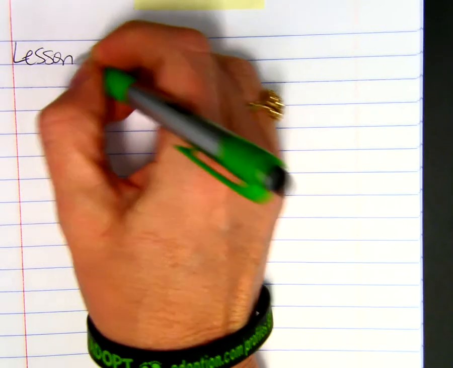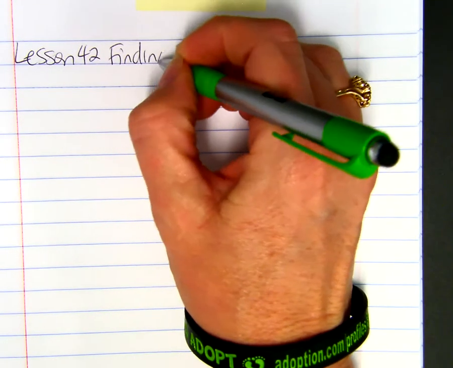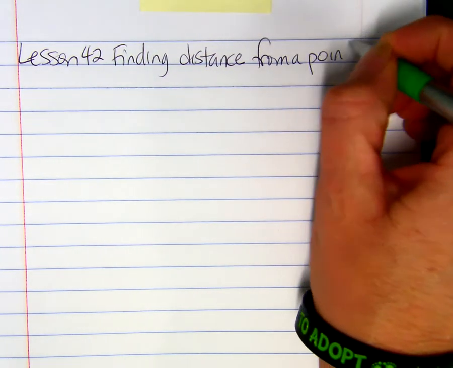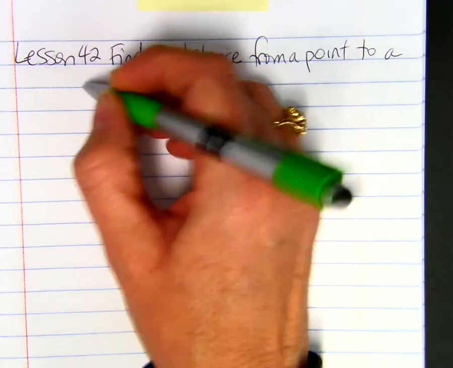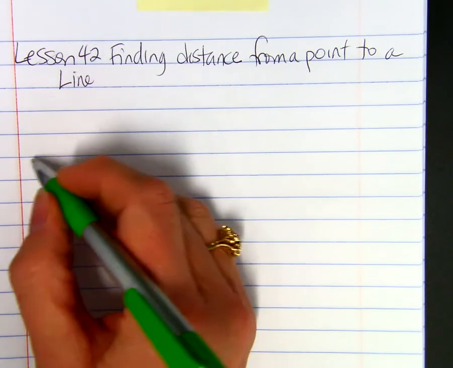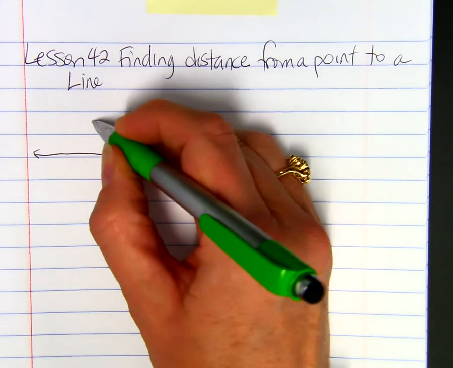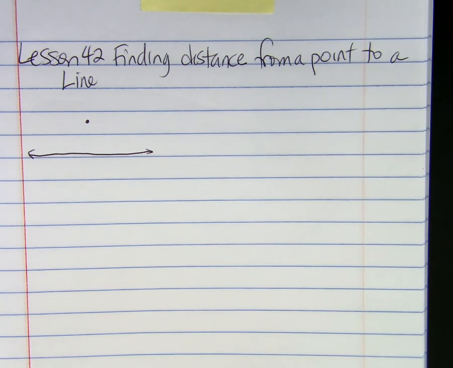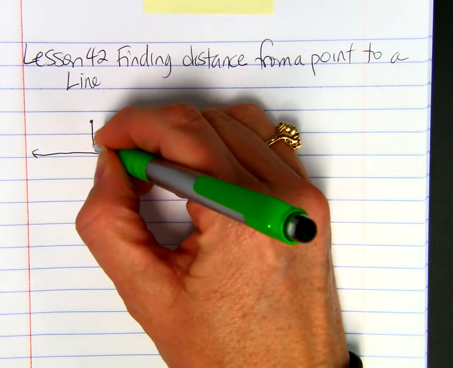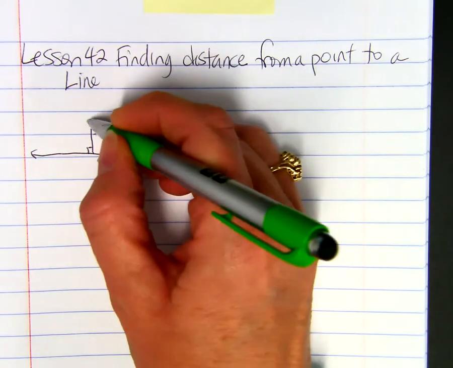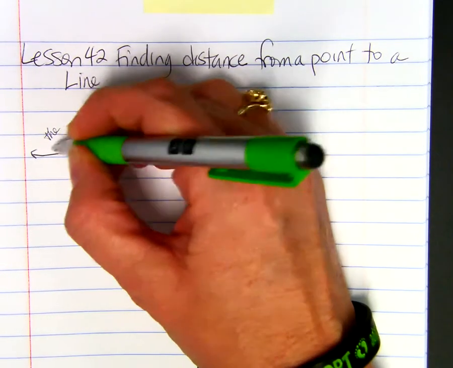Lesson 42, finding distance from a point to a line. So when you have a line and you have a point away from the line and we want to find the distance, we will find the shortest distance, which is the perpendicular distance, and there's only one perpendicular distance to the line, and this distance will be the shortest.